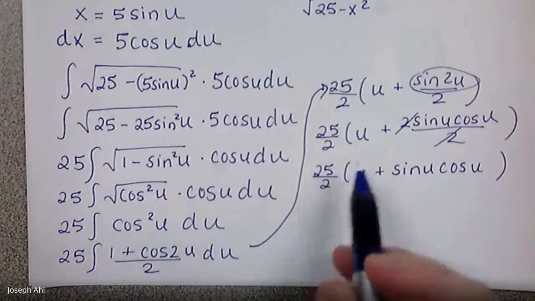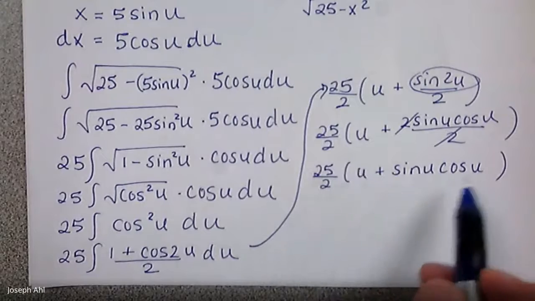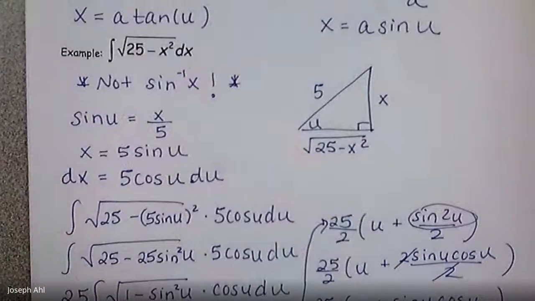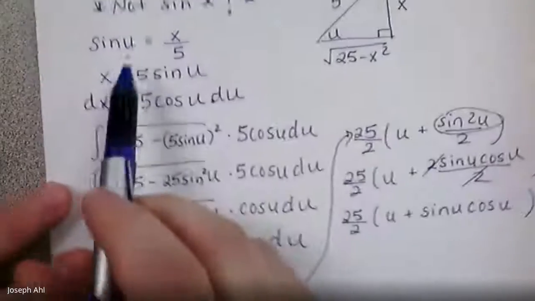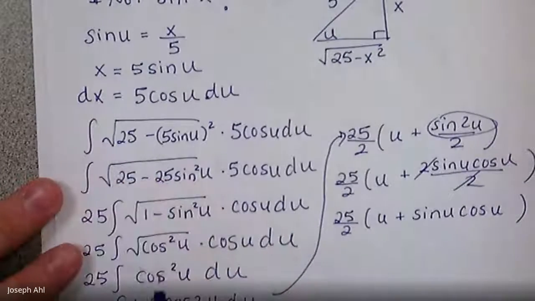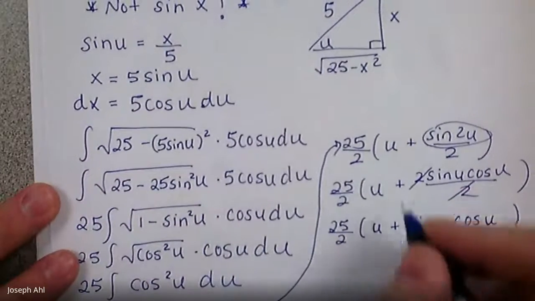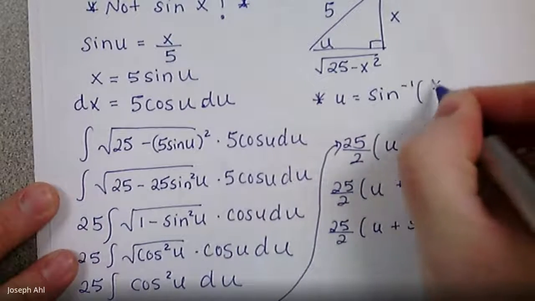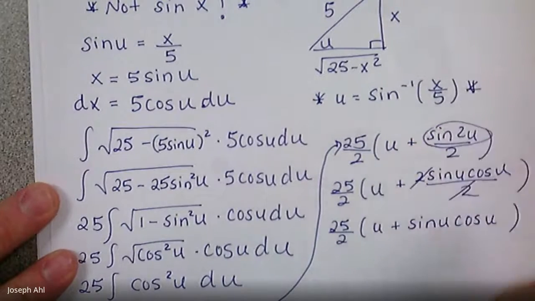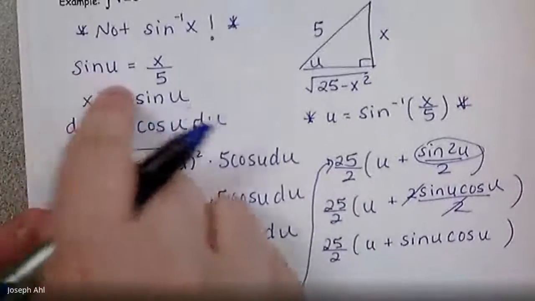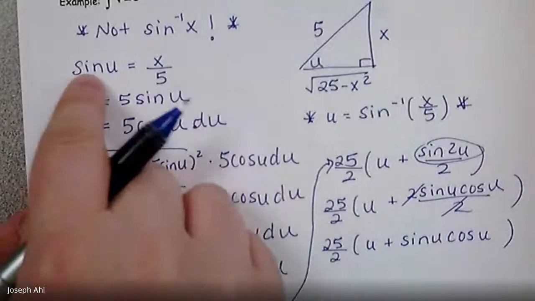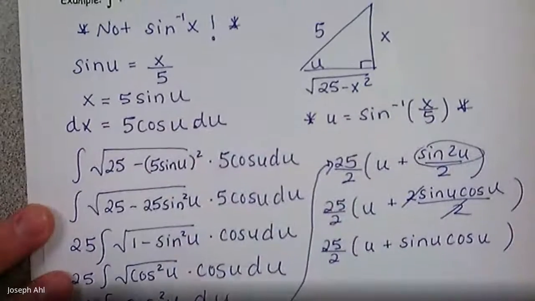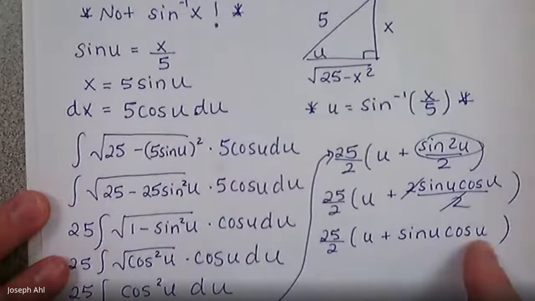Okay, but wait, what is u and what is sine of u and cosine of u? We were doing this with respect to x at the very beginning. So what is u? Well, remember that sine of u is x over 5? What I know u is then, u is sine inverse of x over 5. So that's what I'm going to replace u with. From this relationship over here that we established with sine of u, u must be then sine inverse of x over 5. And then what's sine of u and cosine of u?